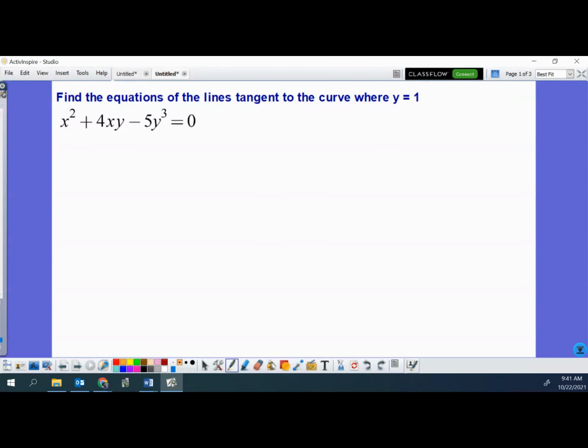So the first thing we want are those points of tangency. So you want to ask, what do we know? We know we want them where y equals 1. So you just sub that in and find those points. Plug 1 in for y, we just get 4x minus 5. When you plug in 1 for y, equals 0.